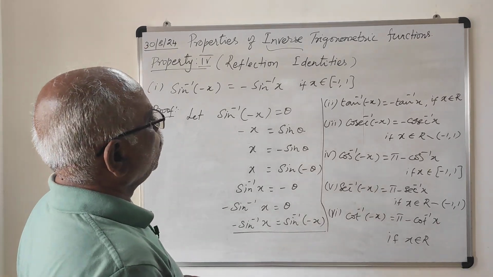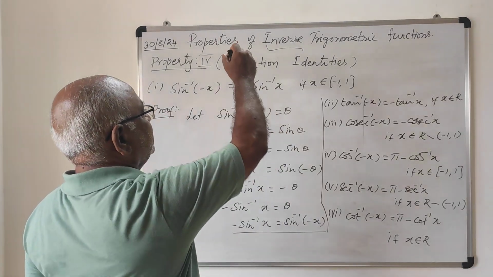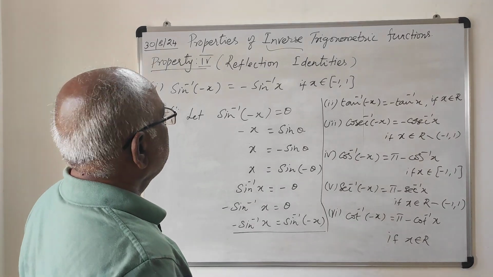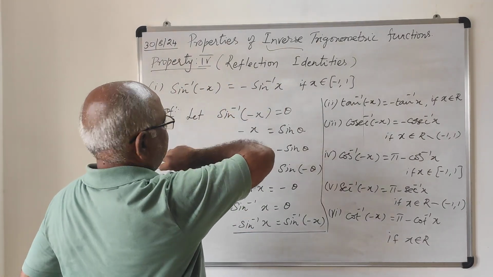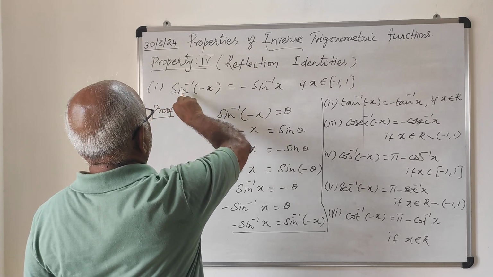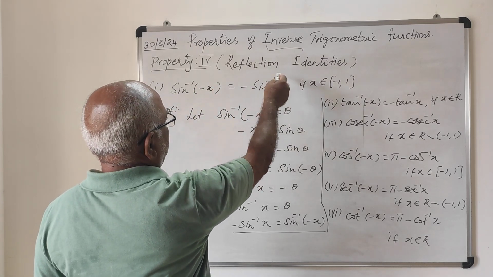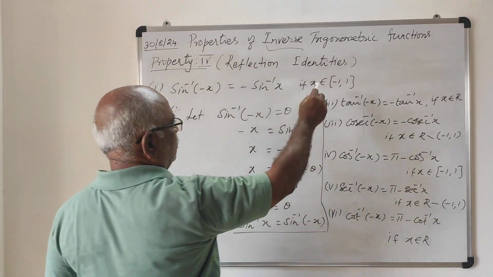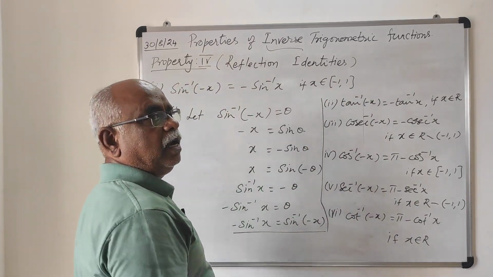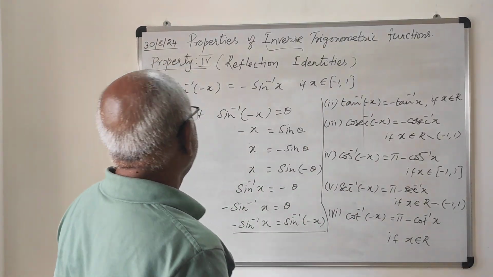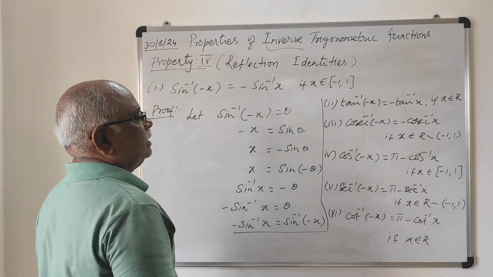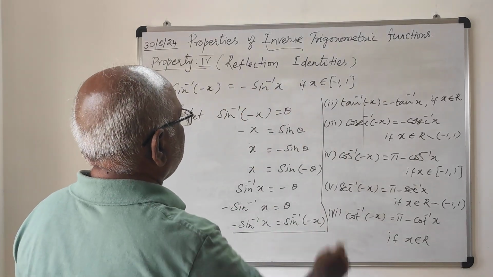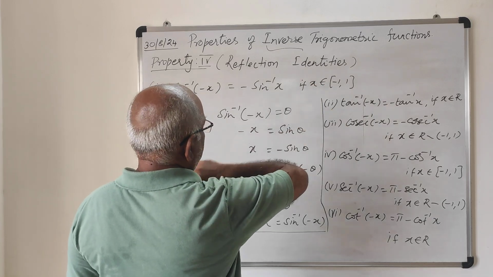Next, property 4, called reflection identities. The first result is sin inverse of minus x equals minus sin inverse of x, if x belongs to the closed interval minus 1 comma 1.